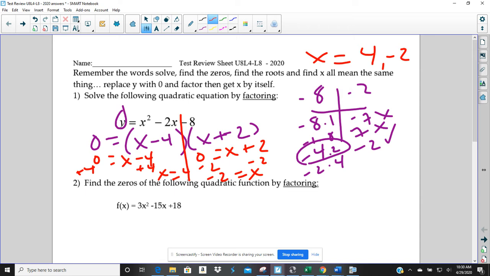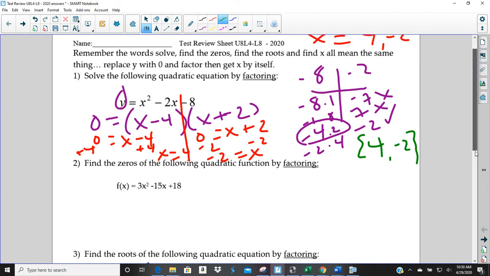I saw some people on your papers writing it like this with the squiggly brackets. I am okay with that because squiggly brackets mean roster form, which means the whole list of all the x's it can be. Beautiful. Let's go to the next question.